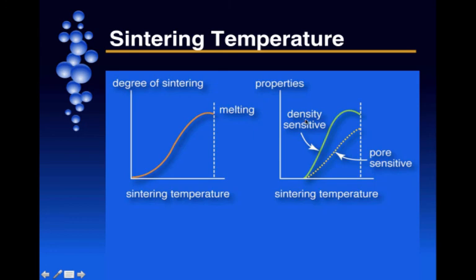In terms of evolution of properties as a function of sintering temperature, as the density increases, properties typically tend to increase. But for a lot of materials that are very sensitive to pores, it is the elimination of pores that's going to contribute to a greater increase in properties. And this is particularly true for mechanical properties of ceramics.